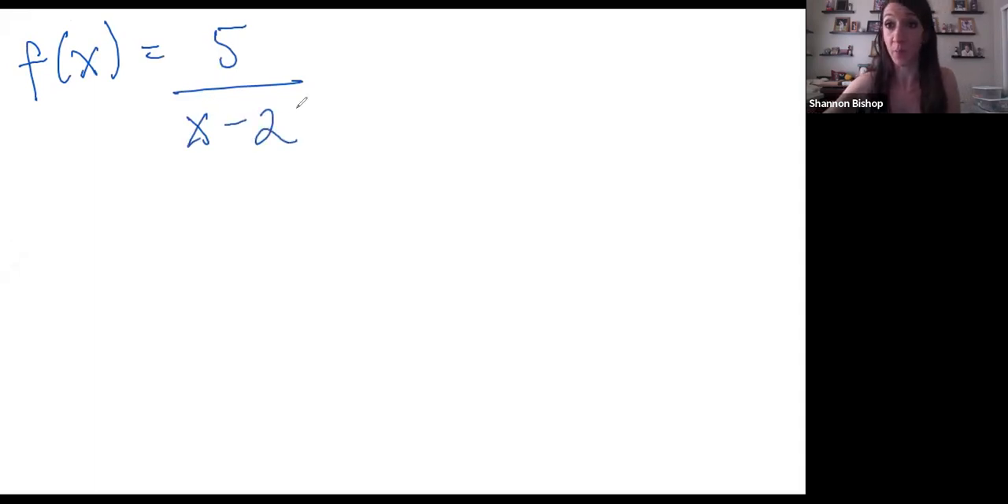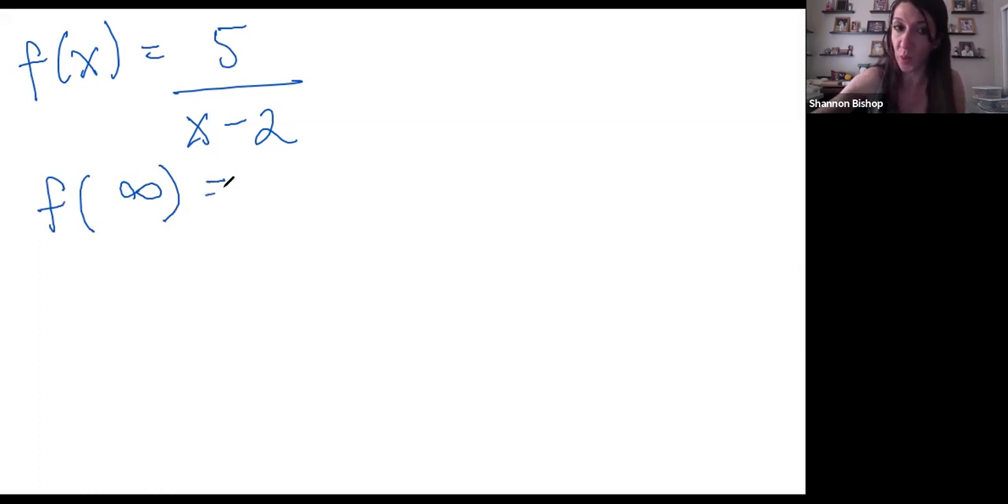And for the most part, like I said earlier, when you're talking about horizontal asymptotes, you're talking about the end behavior. So it's as if you're imagining what would happen if you plug in something huge. Now, technically, there's no such thing as plugging in infinity, but humor me here for a second. If you plugged in something really, really big, then you would have 5 on top, and you would have something really, really big on the bottom.